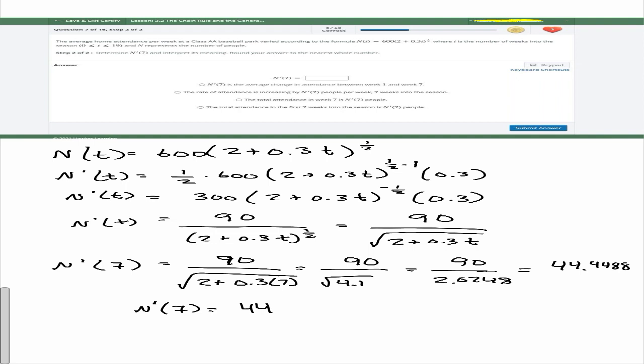So in this case, your choice, the second part would be B. The rate of attendance would be increasing by N prime of 7 people per week, 7 weeks into the season. Okay? It wouldn't be an average rate of change between 0 to 7 because we're not talking about just 0 to 7. We're talking about 7 in particular. So that's why it'd be increasing by a rate of 44 people per week. Okay, so that would be your final answer on this particular problem.